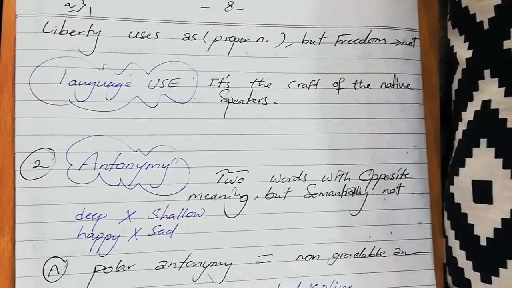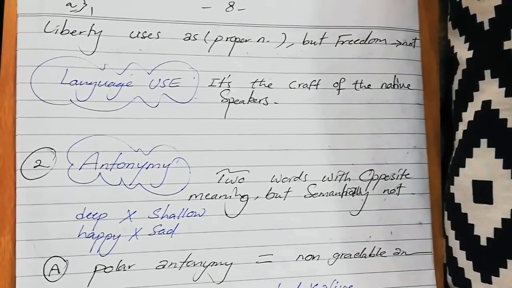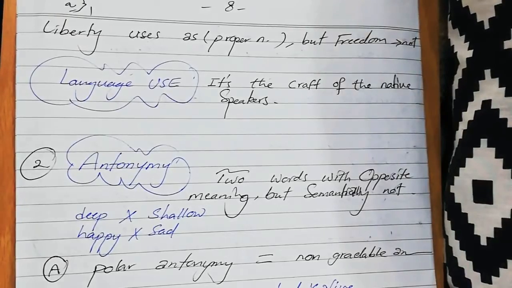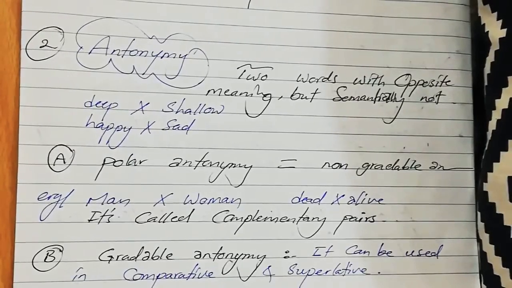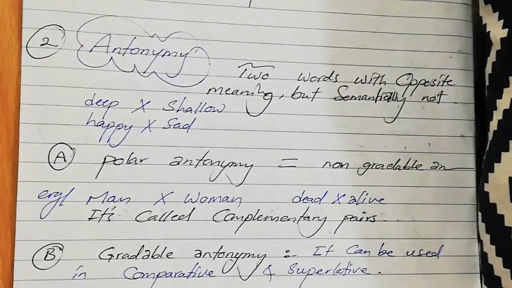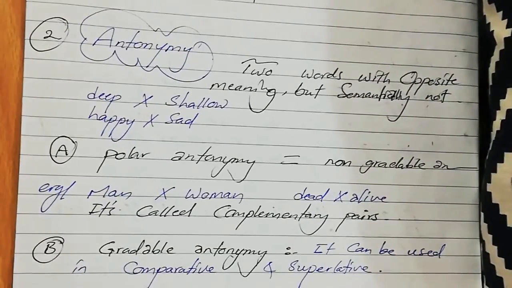Now we shall move to another type of semantic relation, which is antonymy. Antonymy means two words with opposite meaning, okay? Opposite meaning, but semantically not. Just like deep, shallow, happy, sad.